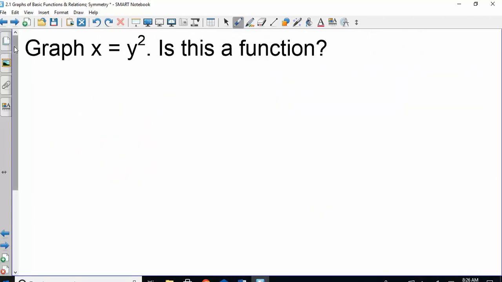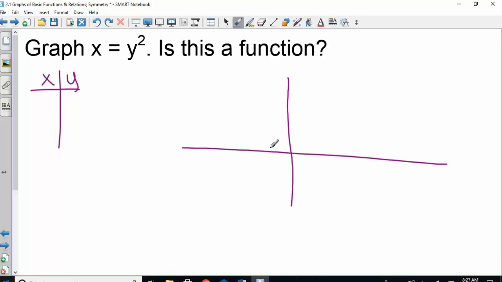All right, here's my next question for you. Say I take the equation x equals y squared. How is that different than the equations we have been doing? All of the others were f of x or y equals something. If I'm going to make a t-chart for this one, which one would you want to plug in your variables for? X or Y? Probably the y.